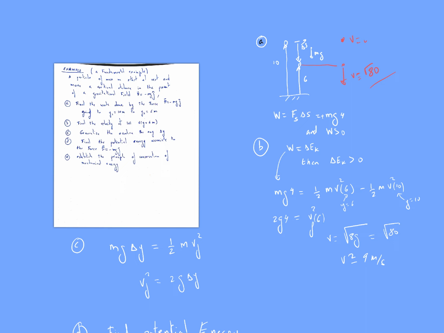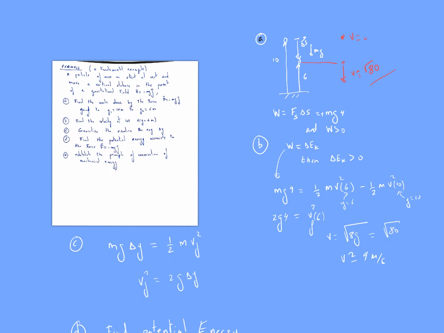So let's do the second part. The first part says find the work. The work is mg times 4. Find the velocity. Oh, I already found the velocity. This is the velocity, 9 meters per second. Part C: generalize the equation for any y.